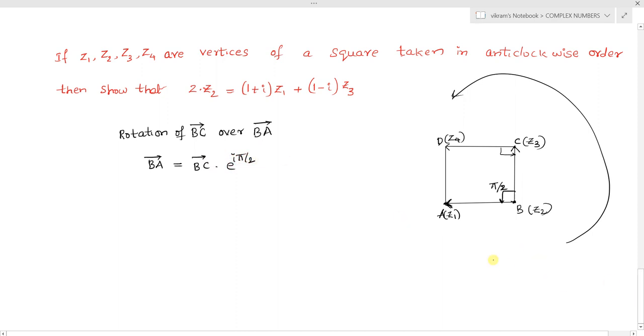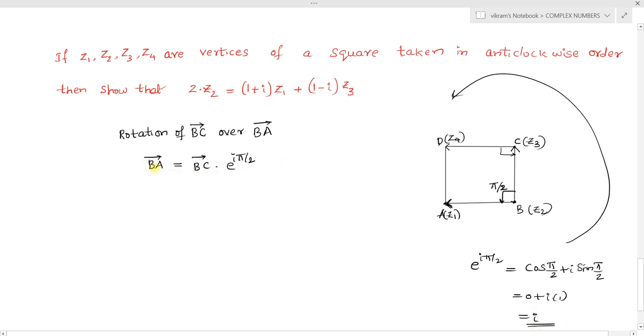Okay, the angle is pi by 2. Then what is e power i pi by 2? It equals cos pi by 2 plus i times sin pi by 2. Cos pi by 2 is 0 and sin pi by 2 is 1. Then e power i pi by 2 results simply as i.